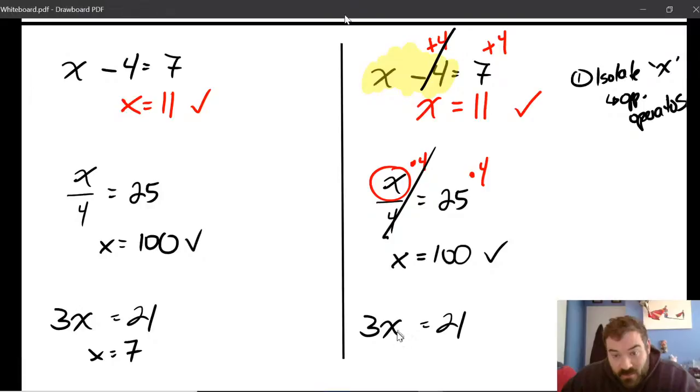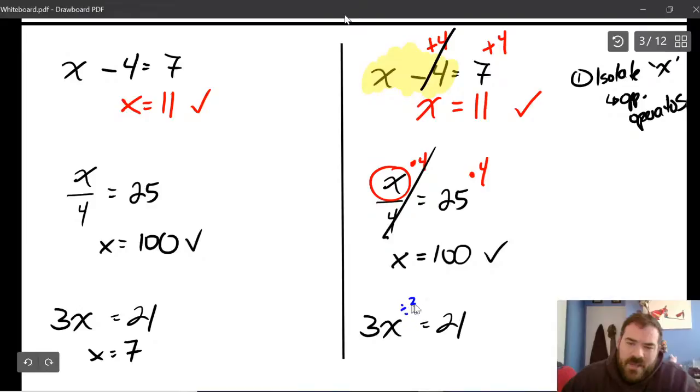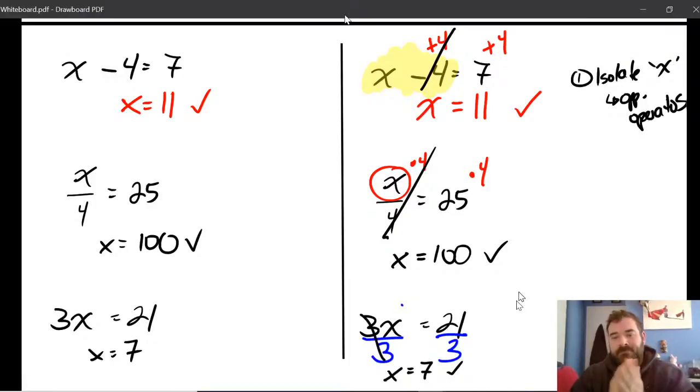Down here, this means 3 times x. The opposite of multiplying by 3 is dividing by 3. You can represent dividing by 3 like this, but we sort of like to use fractions because you're going to see fractions a lot. This is x times 3 because we're multiplying x by 3, so I'm going to divide it by 3. I can't do that on the left side without also doing it on the right side. These 3 divided by 3 is just 1, and I'm left with x is equal to 21 divided by 3, which is 7. So let's go back to our scales.